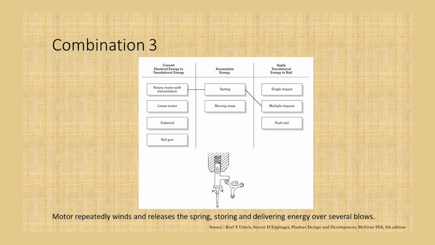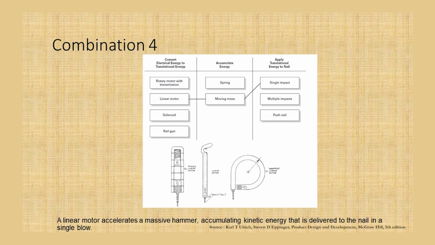So, the motor repeatedly winds and releases the spring, storing and delivering energy over several blows. You can also combine a linear motor with a moving mass and give a single impact. Here is a phased linear motor. This is a wrapped linear motor.